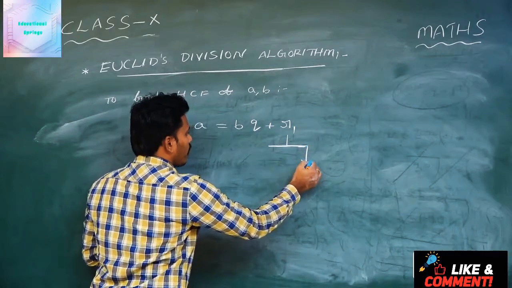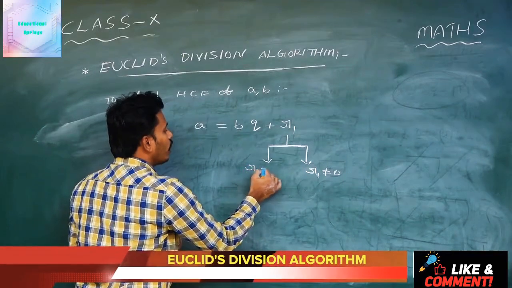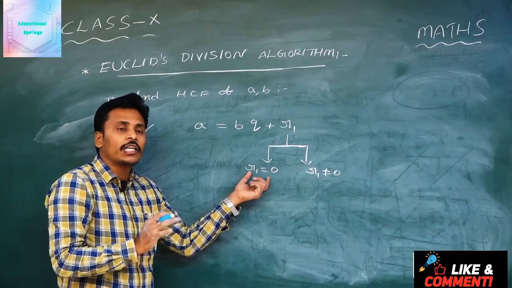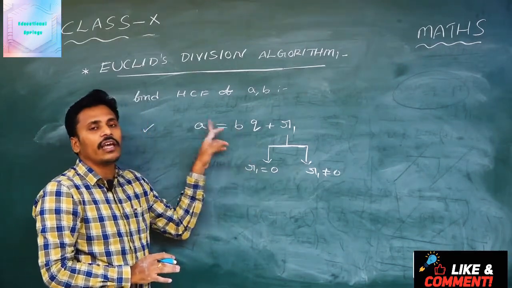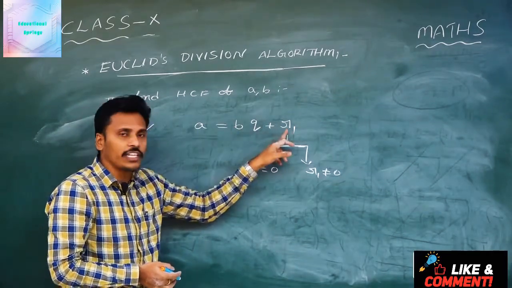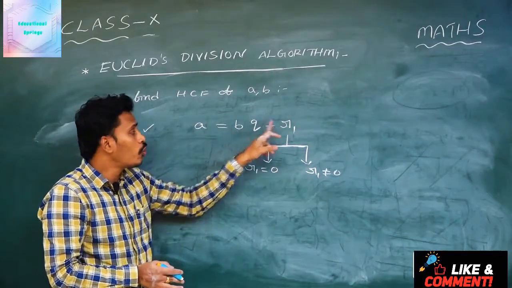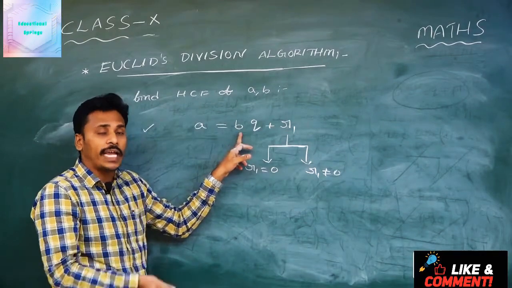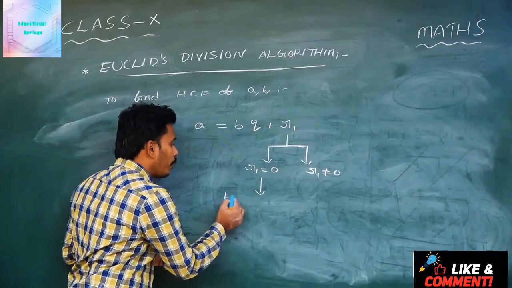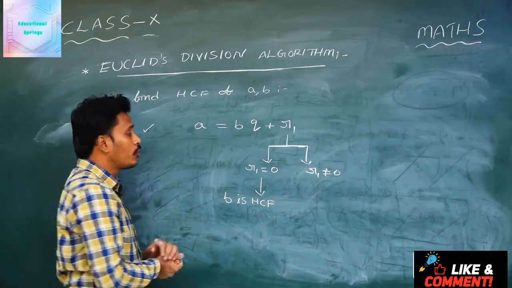You have two chances. Either the r1 value is not equal to 0, or the r1 value is equal to 0. If this r1 is equal to 0, then directly you can announce that b is the HCF of these two numbers. As I mentioned in the previous example, if the remainder is 0, then the divisor value is the HCF. So if r1 is 0, b is directly the HCF of those two numbers a and b. And if r1 is not equal to 0, what to do?